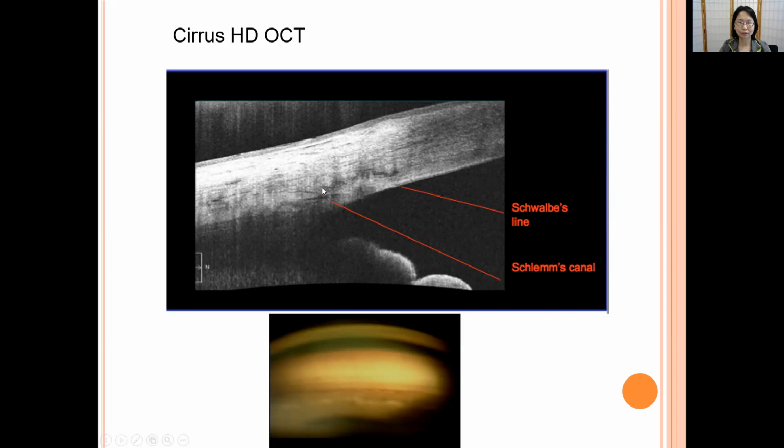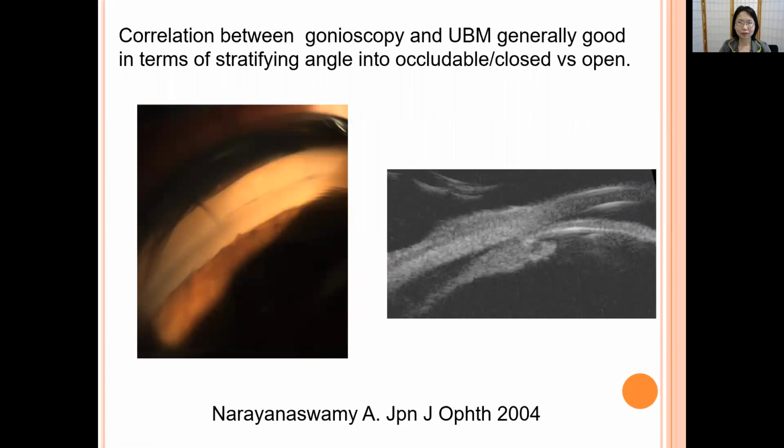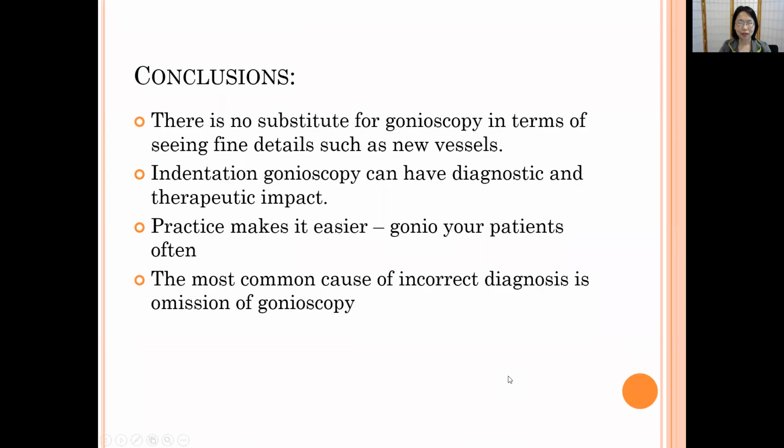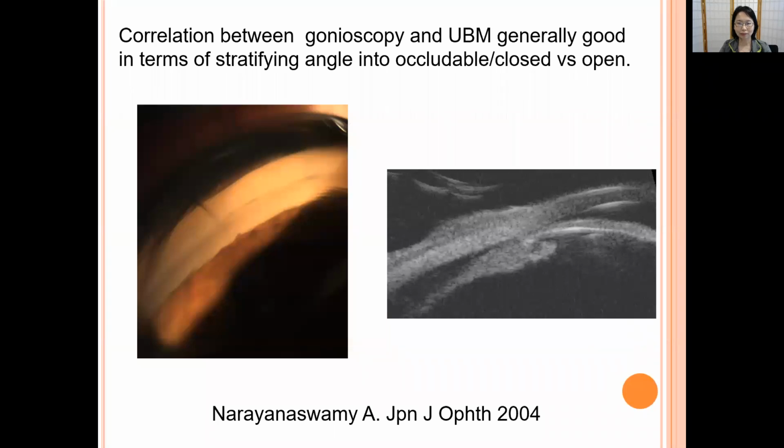Again, you can see Schwalbe's line, you can see Schlemm's canal, but you will not be able to identify structures such as vessels in the angle very easily. Obviously you will not be able to see the pigmentation, so it still does not replace gonioscopy. There is definitely correlation between gonioscopy and ultrasound biomicroscopy, and it's generally pretty good in terms of stratifying angles into occludable, closed versus open. However, again, keep in mind that none of the imaging technologies at this time can replace gonioscopy, and it's really important that you practice gonioscopy as much as possible.